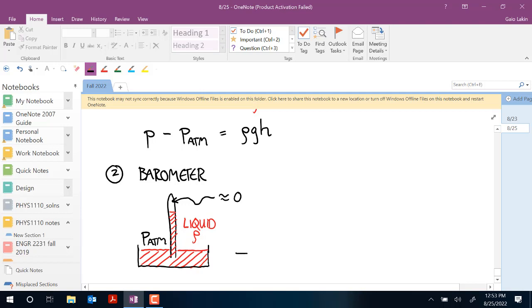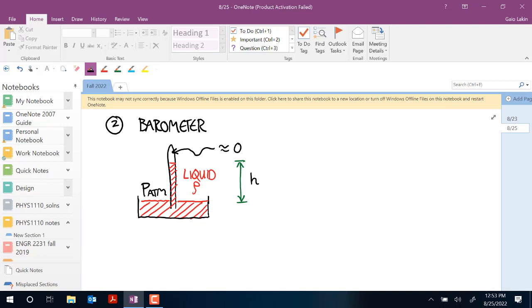Okay. Your h is this. And so our equation relating these pressures says that the pressure at the lower location, that's the atmospheric pressure at the tray, minus the pressure at the higher location of the liquid, that's up here, but we said that pressure is zero, is equal to the density of the liquid times acceleration of gravity times h.